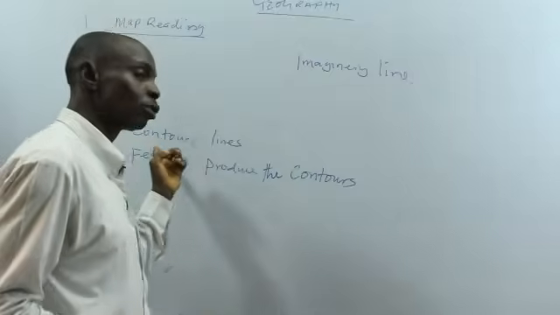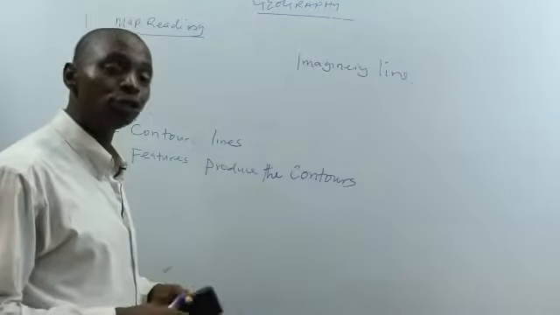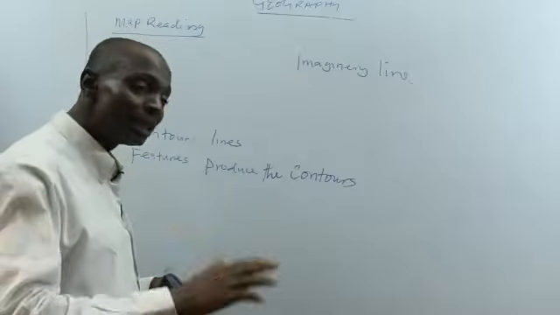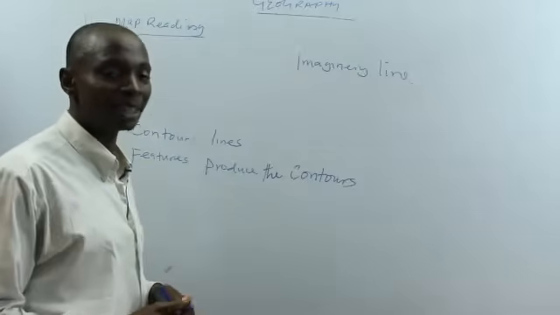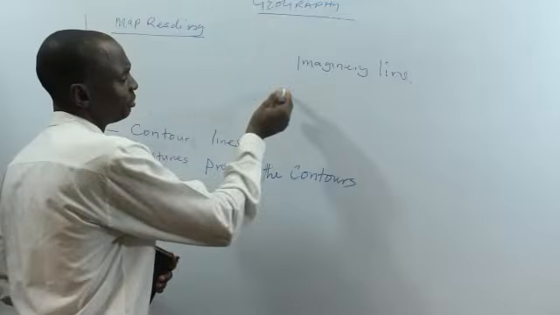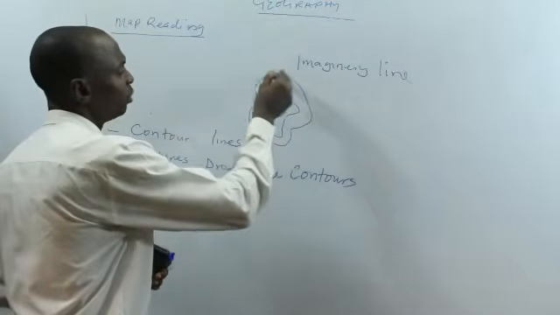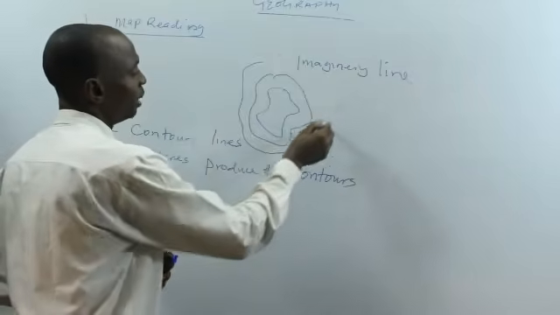We are talking about contour lines. We say that there are imaginary lines drawn on the map joining places of equal height above the sea level, and they are represented like this. You find them all over the cartographic map.